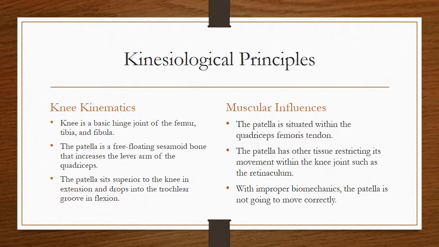The patella is situated within the quadriceps femoris tendon, and it is also held in place by other soft tissue such as the retinaculum that is surrounding it. And when the biomechanics of the knee are off, the kneecap is not tracking properly within that trochlear groove, and you can get a lot of pain, or such as with our patient, you can have it as bad as a dislocation.